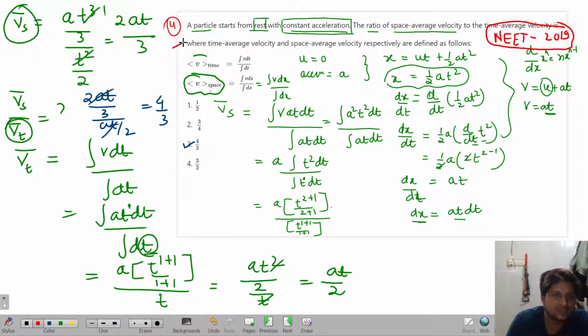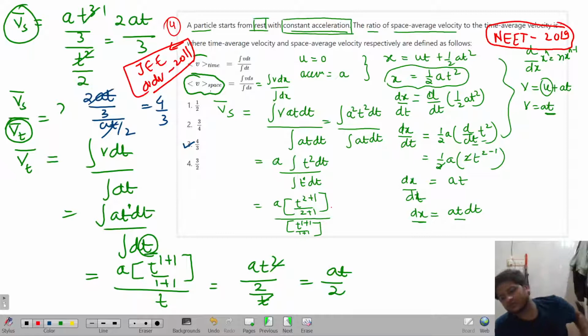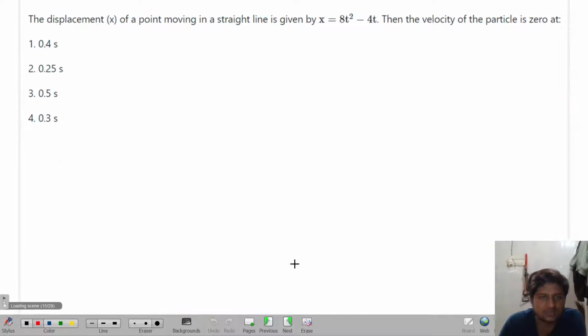This same question was repeated in JEE Advanced 2011, right or not? So this is a problem of JEE Advanced 2011 also. So please try to solve this kind of problems. It will really benefit you. Okay, move to the next question. This is an easy question.